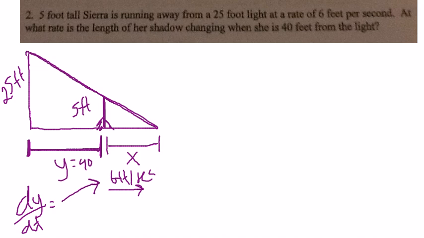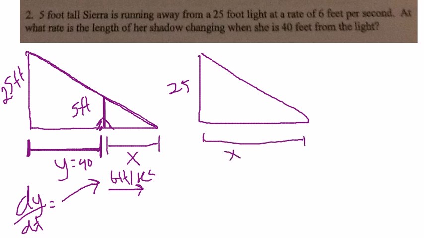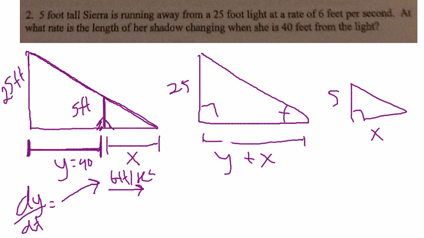So I'm going to redraw these triangles. I've got the big one, which is 25, and this full length is first Y, and then it's X, right? So that length is Y plus X. Then I've got the little triangle that's 5 feet here, and then this length is X. And these are both right angles, and that angle is the same, right? Could do the top angles too. So I know that these triangles are similar. So I can set up a ratio with these two triangles, kind of explaining that similarity.